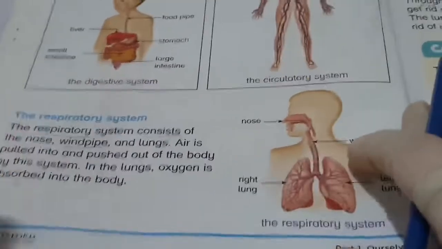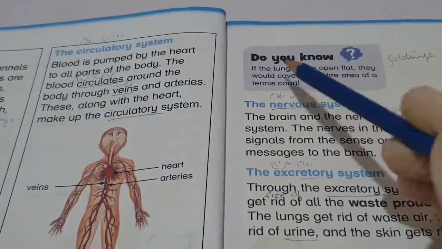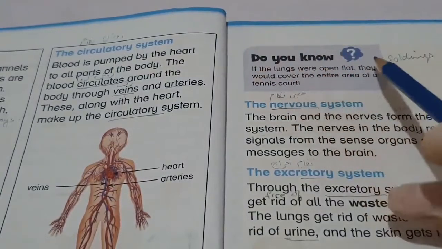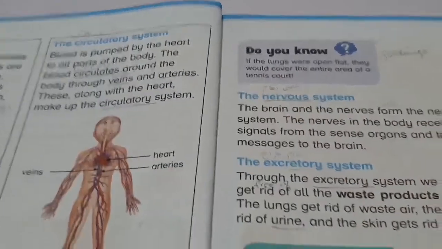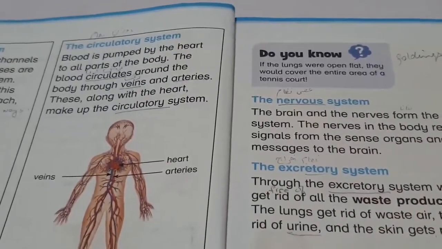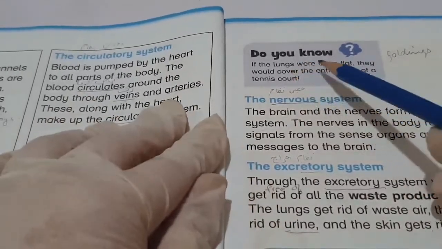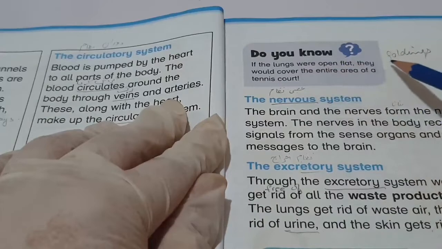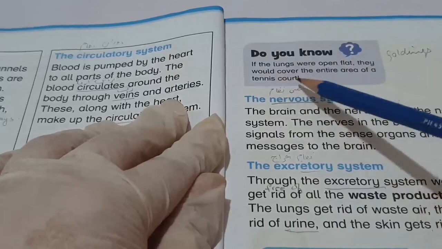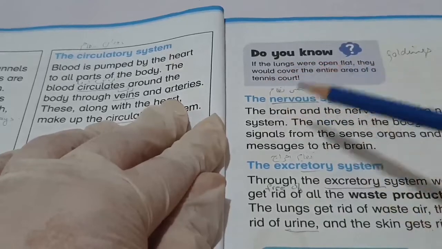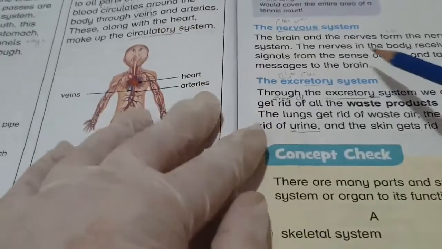Okay, so here we have got a box of knowledge on the next page. Do you know, if the lungs were open, flat, they would cover the entire area of a tennis court. Have you seen a tennis court? It's quite big. So you can imagine, the lungs have so many foldings that if we open them and flatten them, they can cover the entire area of a tennis court. So you can imagine how many foldings they have. It's interesting information, I guess.